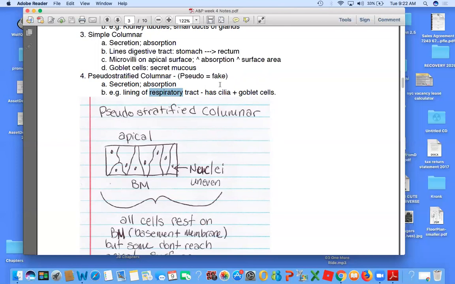The cilia are little hairs. Cilia is a hair, and we talked about that in the last class. Cilia are hairs that trap materials in them.